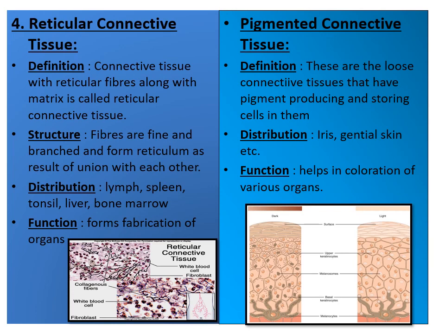Next, we are going to discuss pigmented connective tissue. These are the loose connective tissues that have pigment producing and storing cells in them. These are found in iris, genital skin, etc. The function of pigmented connective tissue is that it helps in coloration and pigmentation of various organs in our body.